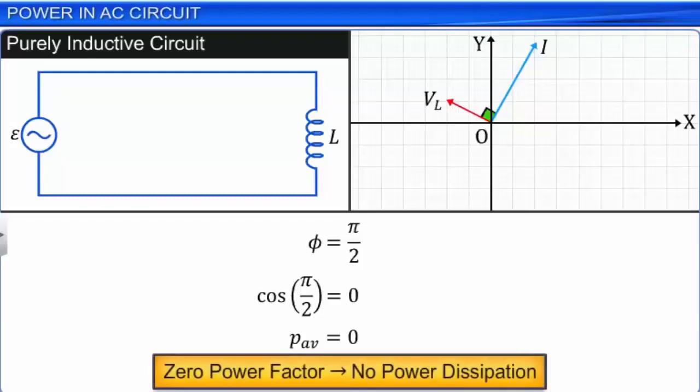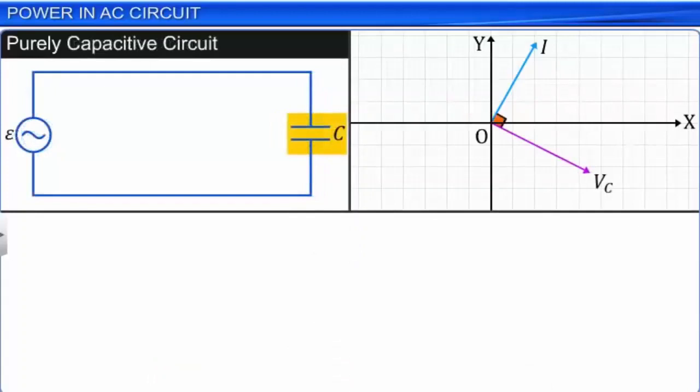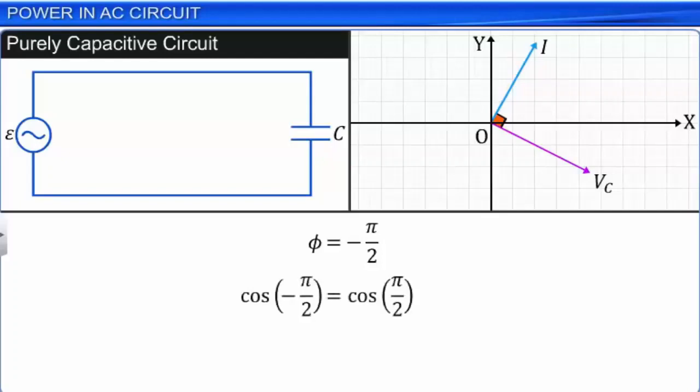If a circuit is purely capacitive, then the value of phi is minus pi by 2. That is, the voltage across the capacitor, VC, lags the current I by pi by 2. The value of cos(minus pi by 2) is equal to cos(pi by 2), which is equal to 0. Hence, the power factor of a purely capacitive circuit is 0. In other words, there is no power dissipation in a purely capacitive circuit.